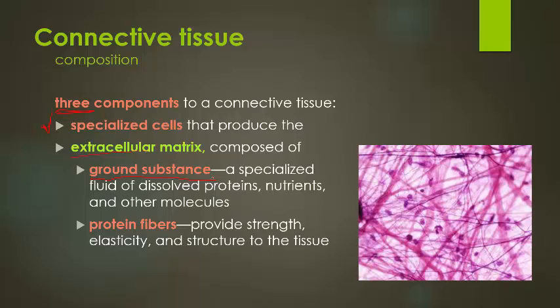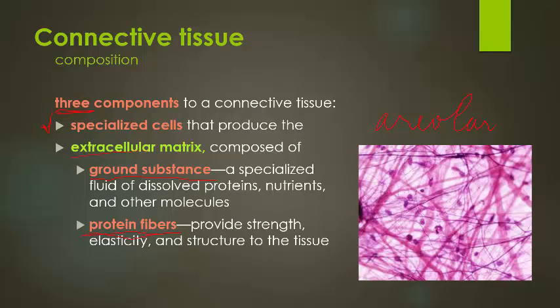products. The second component of the extracellular matrix are the protein fibers that are produced by the cells that are found in the connective tissue. And these protein fibers provide strength, elasticity, and structure to the tissue. So those fibers are very important. And what we're seeing here in the picture on this slide is something called areolar tissue. So that's one of the tissues with a connecting function.